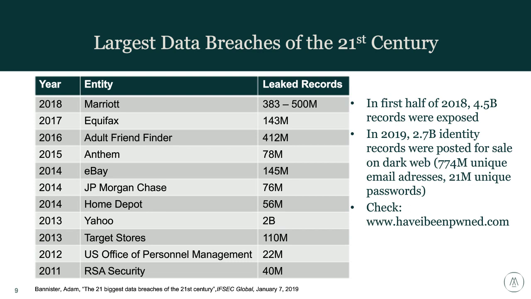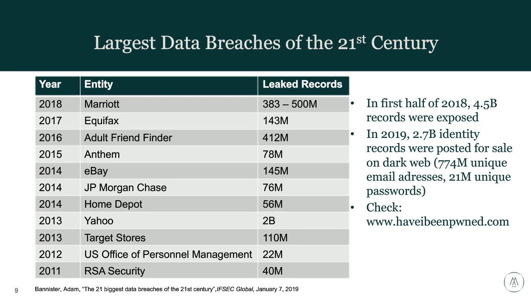Equifax, that was a big breach because of the type of sensitive information that was exposed. So Social Security numbers, driver's license number, your credit history, credit rating, credit cards you have. Really, really painful. And I'm going to talk a little bit more about Equifax. Adult Friend Finder, 412 million records. Anthem, unfortunately, I was a part of that as well, so my health records are out there. eBay, 145 million.